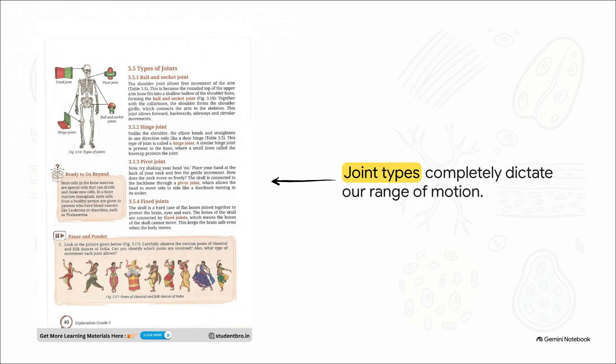A ball and socket joint in your shoulder lets you swing your arm in a full circle, but the hinge joint in your knee, it restricts movement to essentially one plane to give you stability for walking. The actual physical shapes of the bones themselves dictate the mechanics of the organism.